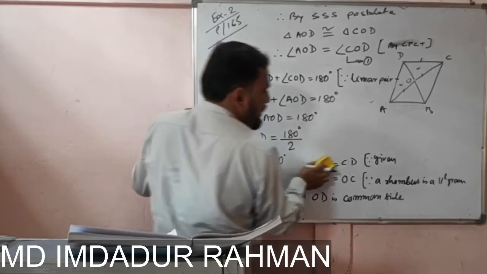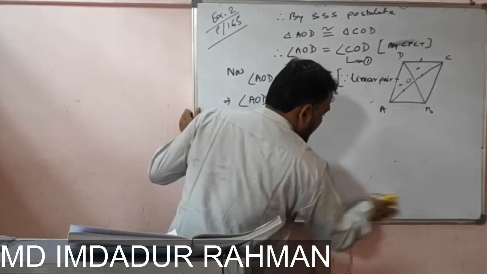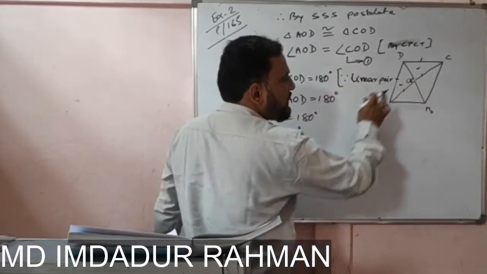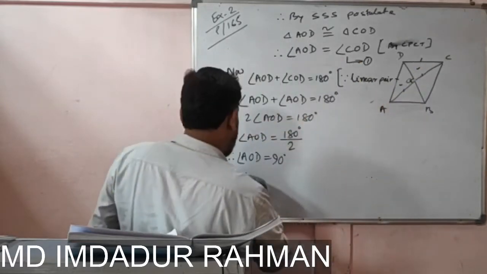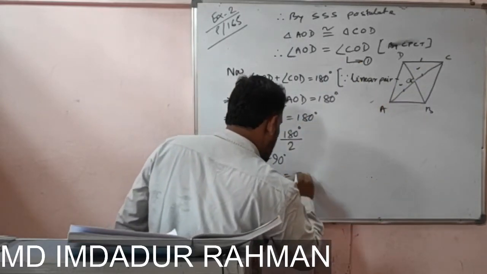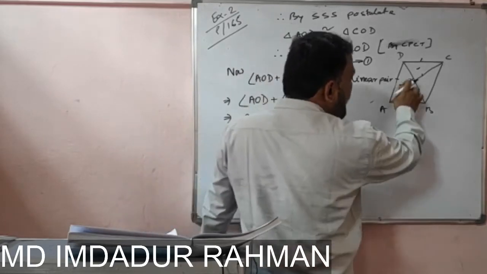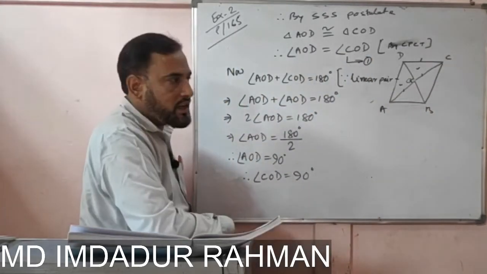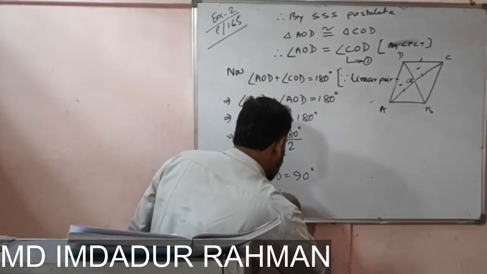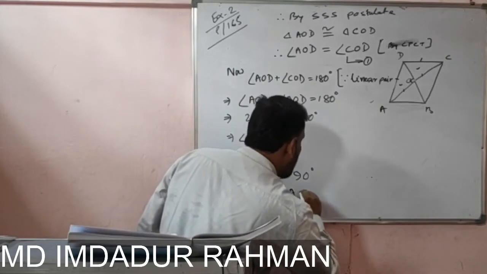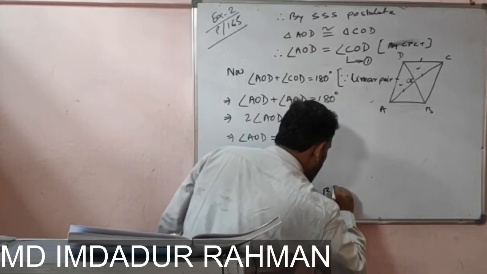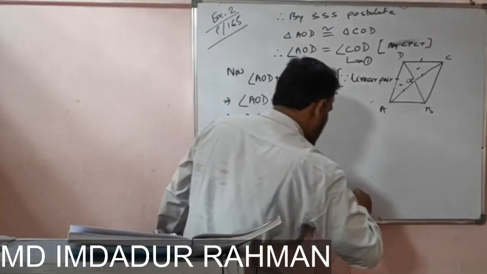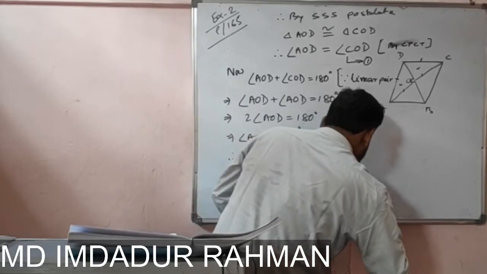So in the diagram, if AOD is equal to 90 degrees, then what can we conclude? This is also 90 degrees. Therefore COD is equal to 90 degrees. So if AOD is 90 degrees and COD is 90 degrees, then the other parts will also become 90 degrees each. Therefore we can say that AC is perpendicular to BD. Hence proved.